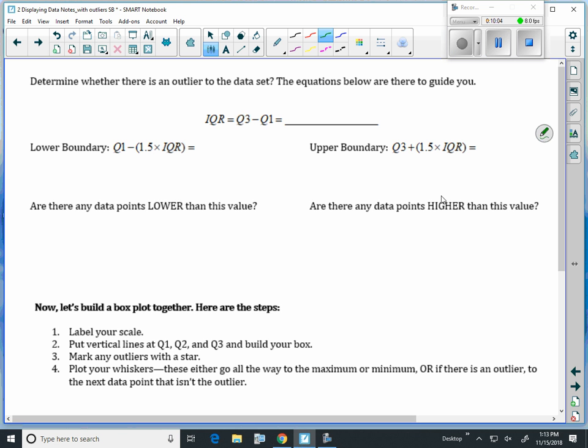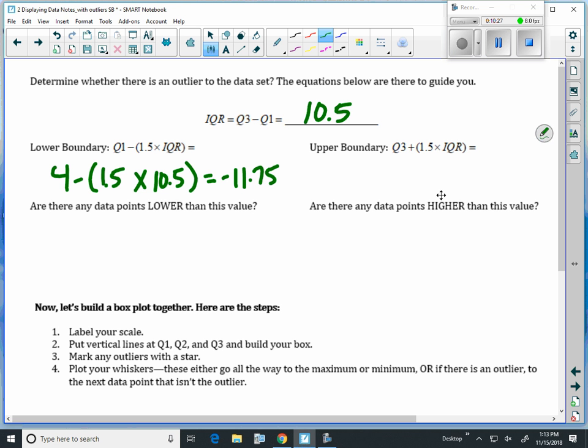Hey, what did you get for your IQR? 10.5. Yep. Okay, did you find a lower boundary? Negative 11.75. Okay, you should get negative 11.75.